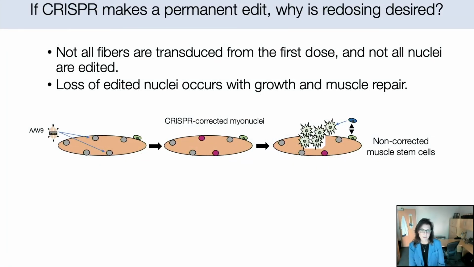So why do we want to redose CRISPR if it's a permanent treatment? Well, the reason is that AAV is not 100% efficient. Not all fibers are transduced from the first dose, and not all nuclei are edited. And we also know that even if we had 100% transduction, 100% editing, we would still lose some of these edited nuclei over time with growth and with muscle repair by non-edited muscle stem cells. So when there's slight damage to the muscle, stem cells come in and they repair it, and they could potentially replace some of these edited nuclei.